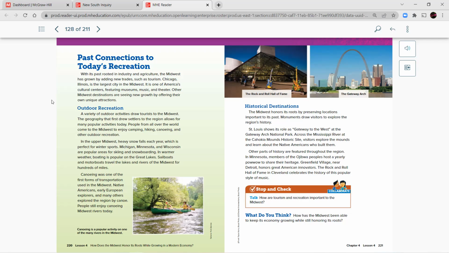Historical destinations. The Midwest honors its roots by preserving locations important to its past. Monuments draw visitors to explore the region's history. St. Louis shows its role as the gateway to the West at the Gateway Arch National Park. Across the Mississippi River at the Cahokia Mounds Historic Site, visitors explore the mounds and learn about the Native Americans who built them.